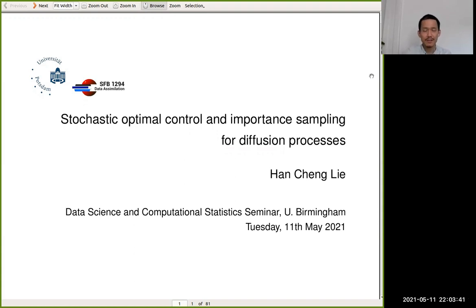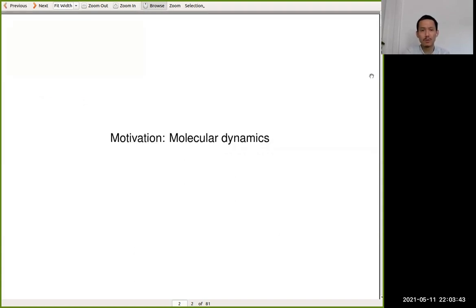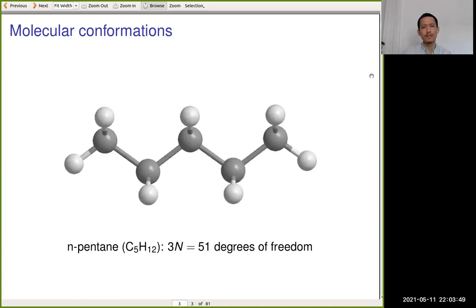Okay, great. So let's just start with the motivation. The motivation for this work comes from molecular dynamics. Some of you might know already that in molecular dynamics, a key idea is the concept of a molecular conformation. Here is a ball and stick model of N-pentane, which has 5 carbon atoms and 12 hydrogen atoms. That's a total of 51 degrees of freedom, 3 spatial coordinates for each atom.